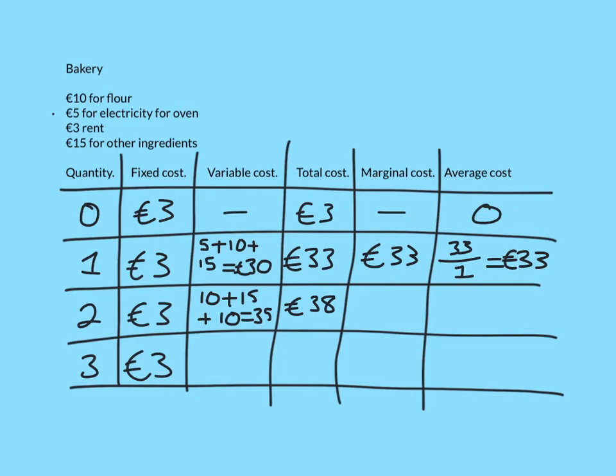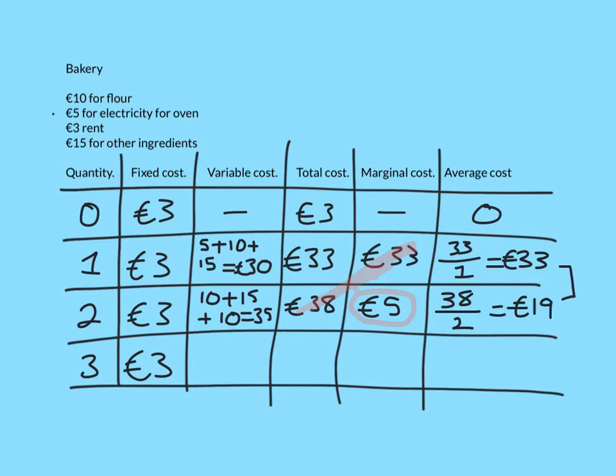Now my marginal cost, that has increased by €5, and that's just, again, if you look here, it's the change from 33 to 38, so that's all I did there to get this €5. And then my total cost is €38, or my average cost, divide by 2, and that's going to give me €19 per cake. So we can see that that has dropped.